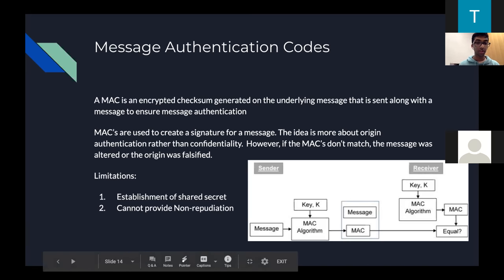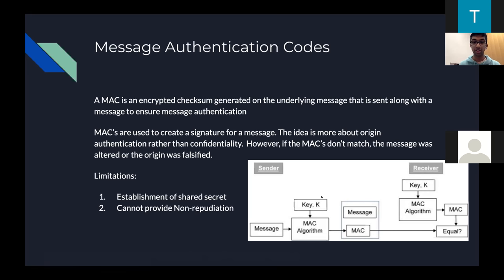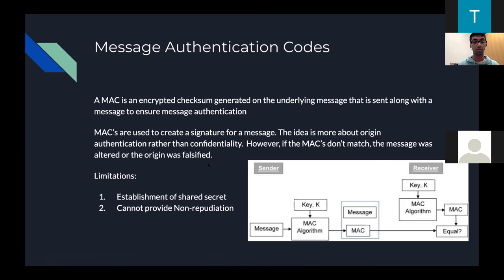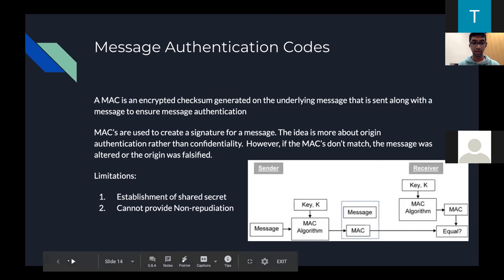So the limitations, once again, are the establishment of a shared secret, meaning both the sender and the receiver need to know the key K. And also, you can't provide non-repudiation, once again, because either the message was altered or the origin was falsified if the message authentication codes don't align.